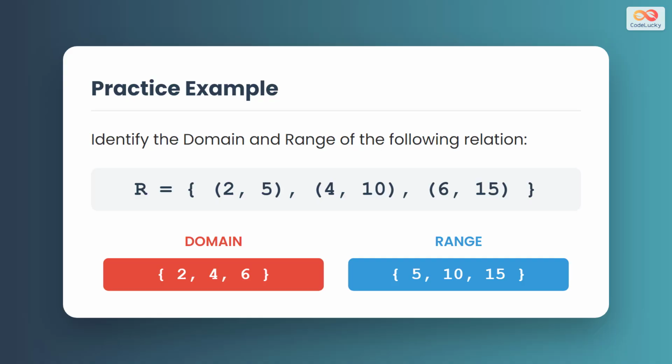Let's try a quick example. Here is a relation with 3 points: (2, 5), (4, 10), and (6, 15). To find the domain, we just list the first numbers: 2, 4, and 6. For the range, we list the second numbers: 5, 10, and 15.